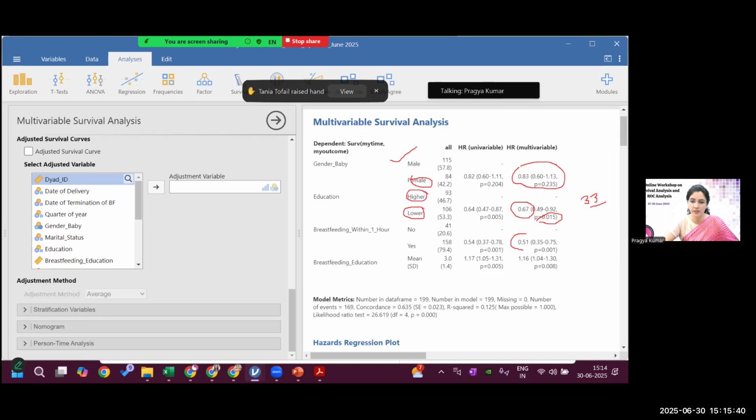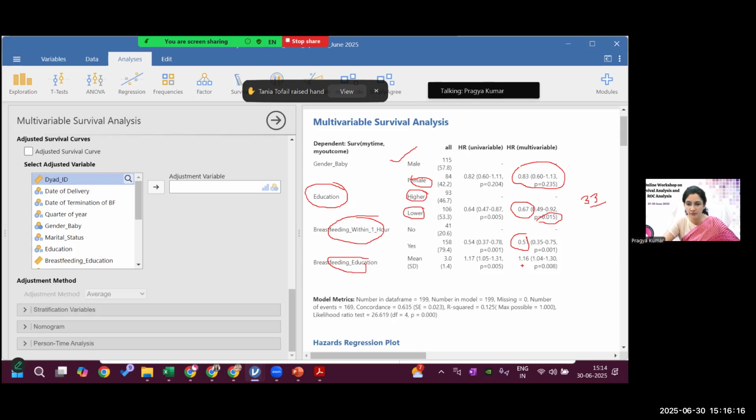Similarly, if it is 0.51, I can say that the hazard is 0.5 in women who are breastfeeding within 1 hour of the baby as compared to the women who are not breastfeeding their baby within 1 hour of delivery. That means this is protective. This is again protective, meaning less education, less experiencing the event. And this is breastfeeding education, the number of sessions attended in the prenatal period.